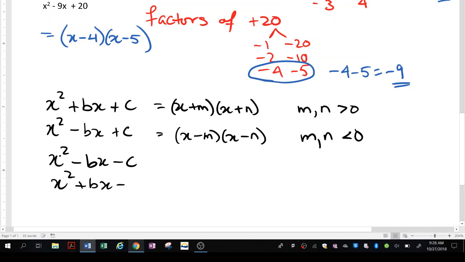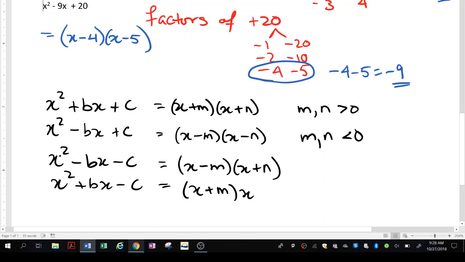They're both negative. For the last two cases, x squared minus bx minus c, or x squared plus bx minus c, in both of these cases we have either m or n less than 0, but not both. So we might have (x minus m)(x plus n), and maybe we have the case (x plus m)(x minus n). One of them has to be negative and the other positive in order to get our value for negative c. So here m is less than 0 and n is greater than 0, and the other way around here, m greater than 0 and n less than 0.